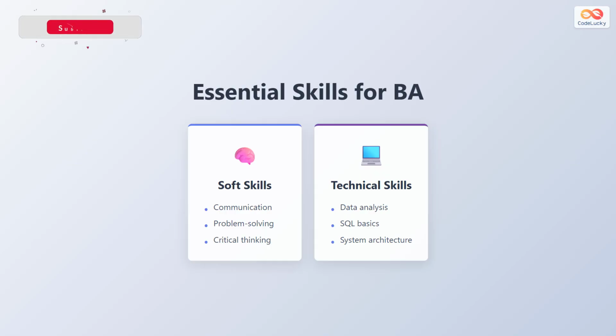To be a successful business analyst, you need both soft skills and technical skills. Soft skills include strong communication to explain complex ideas clearly, problem-solving ability to find solutions, and critical thinking to analyze situations deeply. Technical skills include data analysis to interpret information, basic SQL knowledge to query databases, and understanding of system architecture to design solutions. A combination of both types of skills makes a great business analyst.